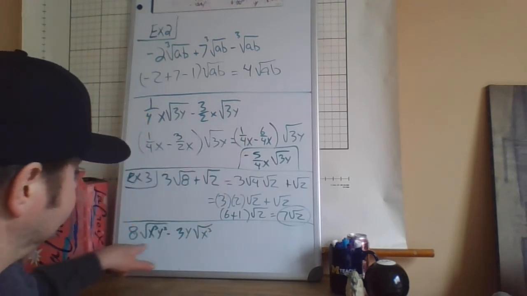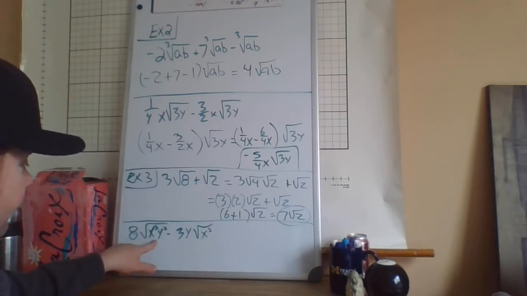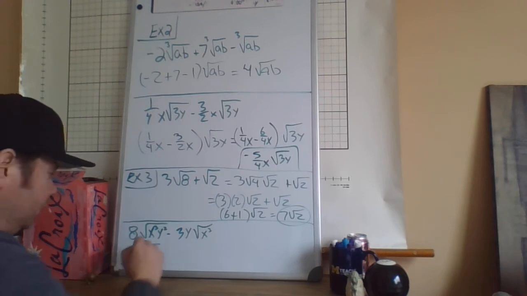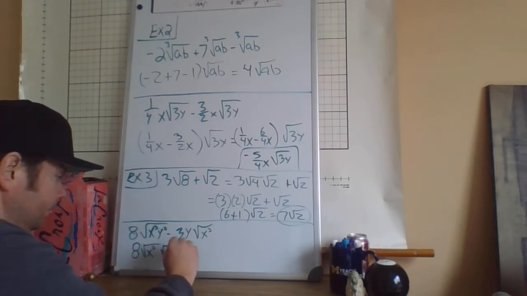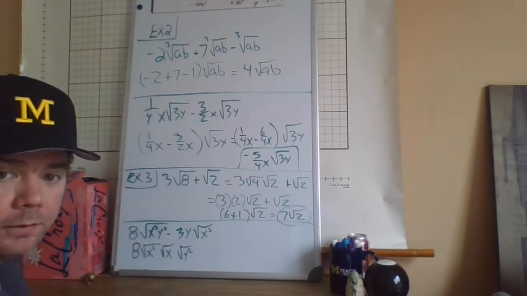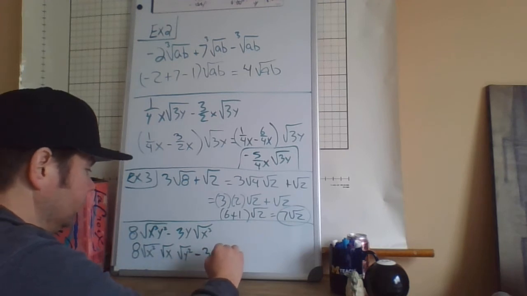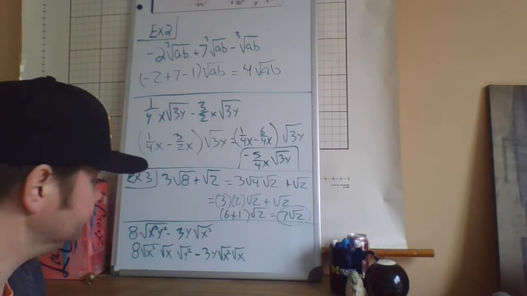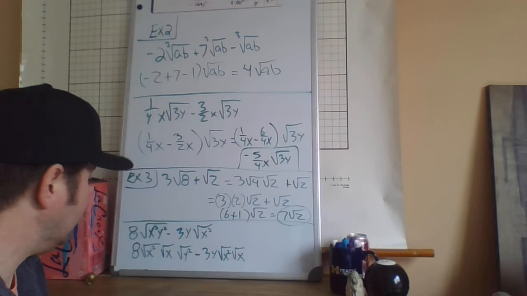Again, not like radicals, but I'm going to try to simplify. I'm going to break this down into 8 times the square root of x squared times the square root of x times the square root of y squared minus 3y times the square root of x squared times the square root of x. Poof, it's a lot. I'm doing a lot. But now I can simplify.